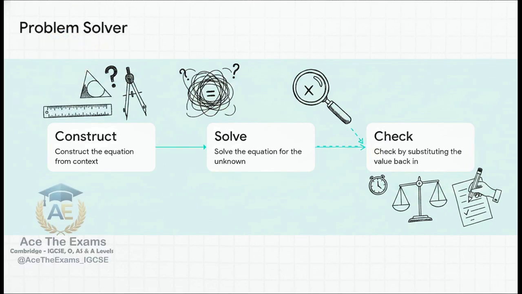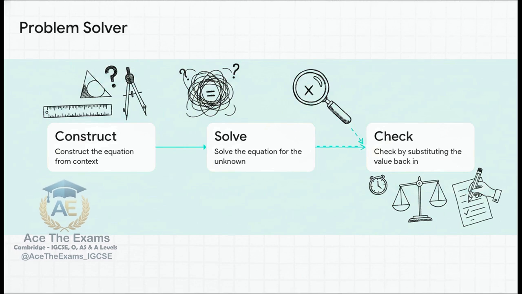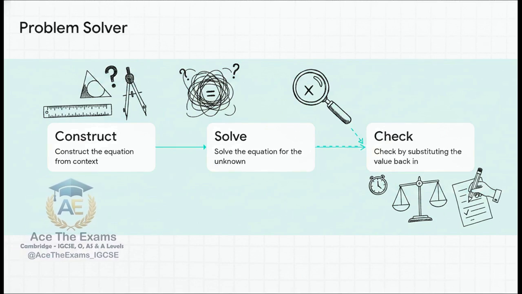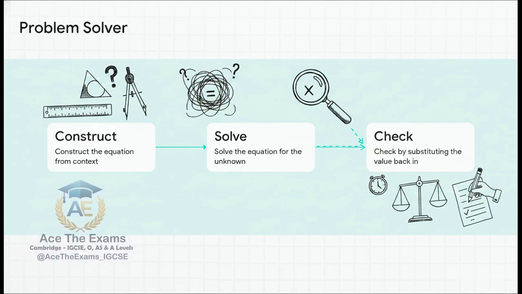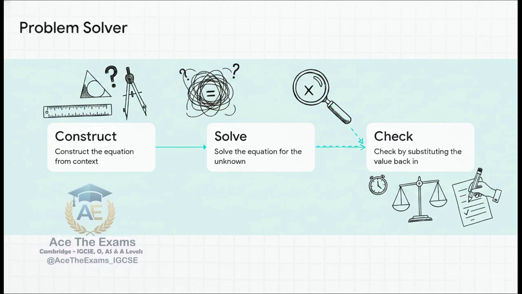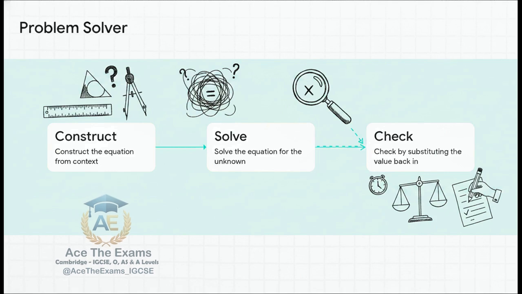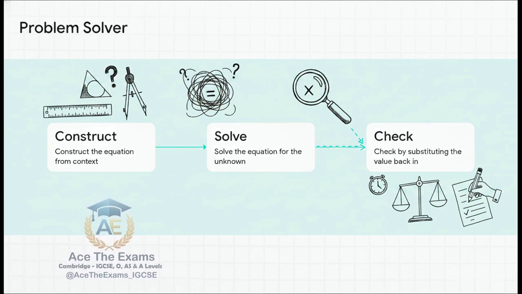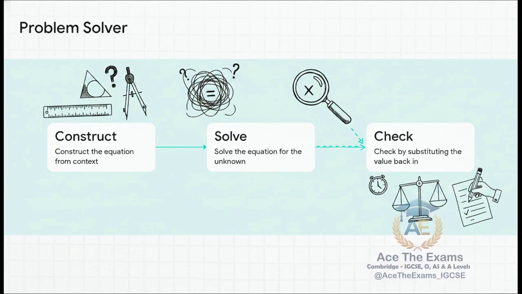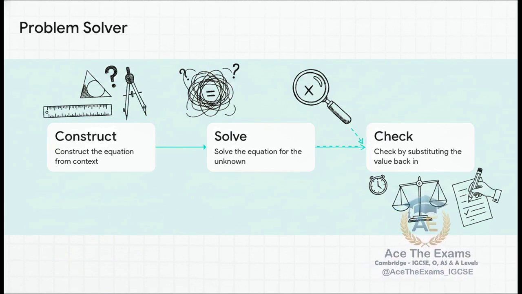Construct the equation from the context. Often, the core information is hidden away within the context of a word problem or a tricky diagram. You aren't just handed the equation on a silver platter, you literally have to build it yourself. Step 2, solve the equation for the unknown. This is where your algebra skills finally get to shine. And step 3, check or verify by substituting the value back in.